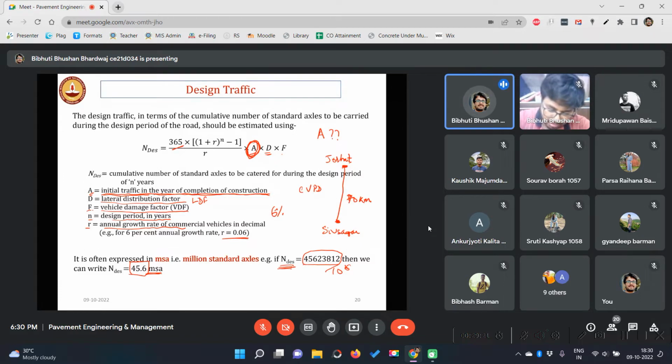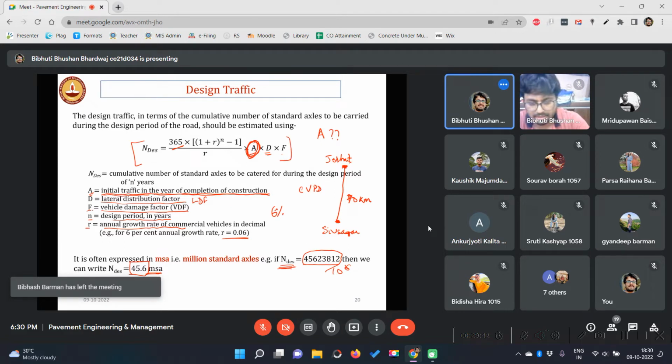70 kilometers. Now, you have been assigned the task of upgrading this road to a national highway, or maybe you can construct a new road there. So, first task, as you know, is to calculate the design traffic and design, right? And for that you need this value of A. So what will you do? How will you find out A? Just tell me.